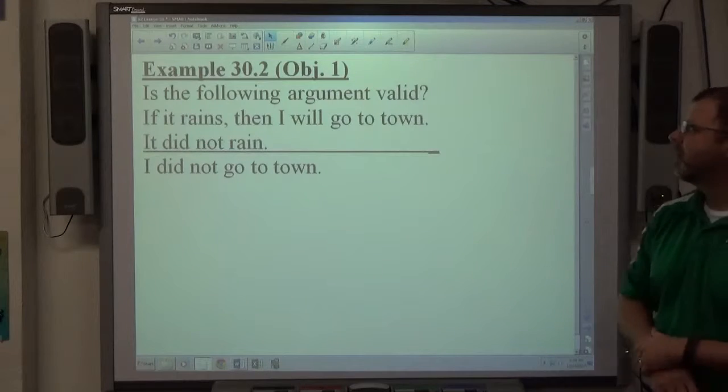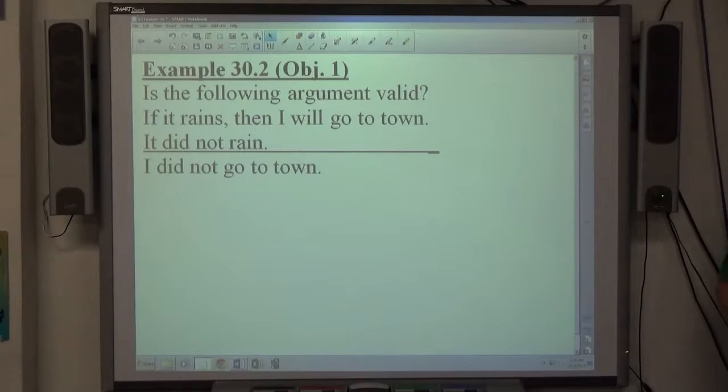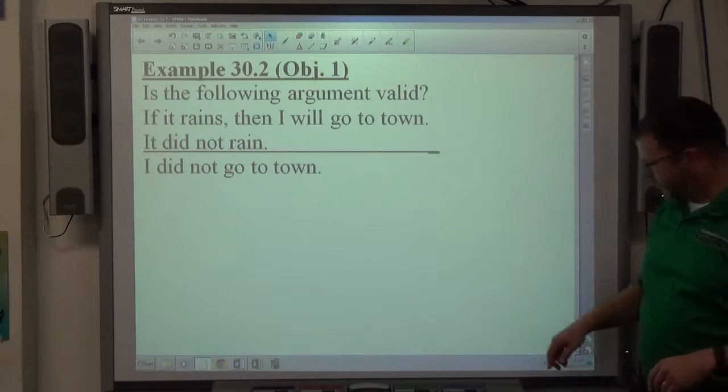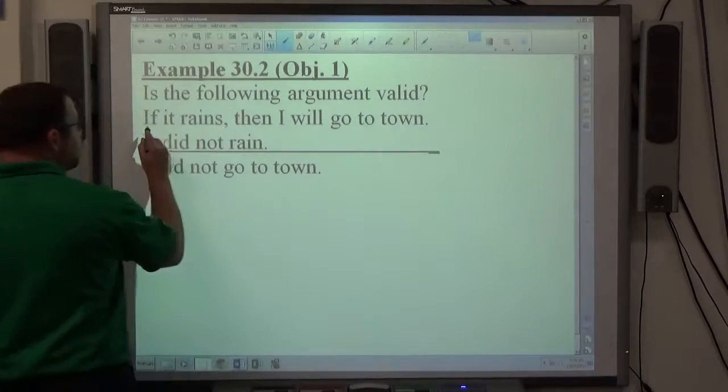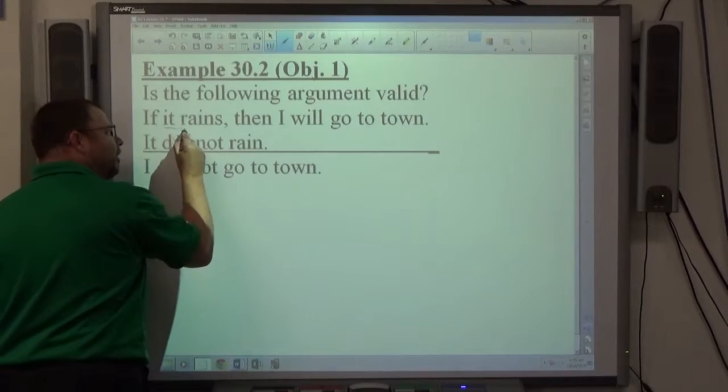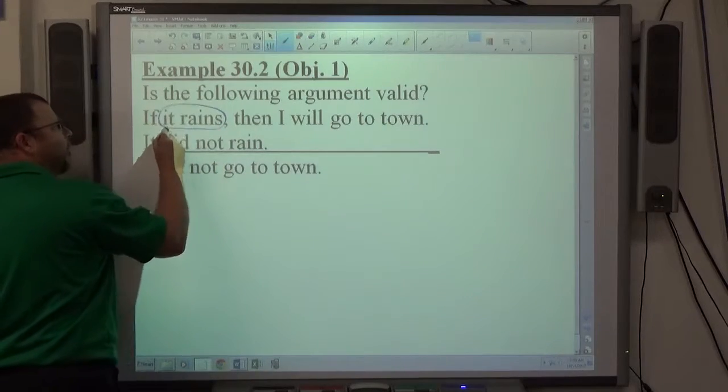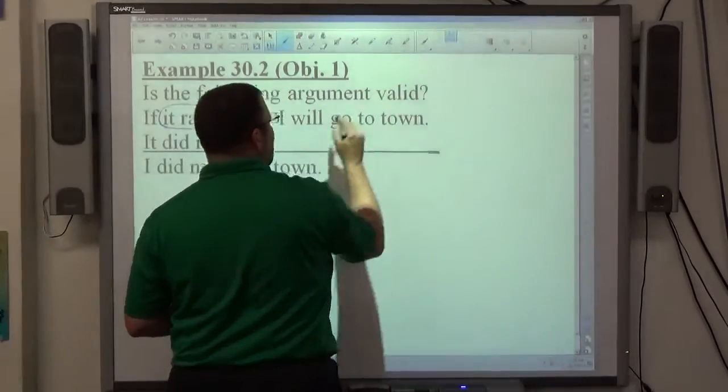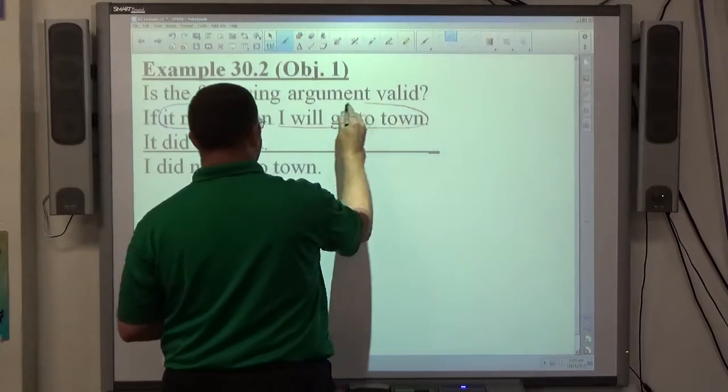Example 2. Is the following argument valid? If it rains, then I will go to town. No. Okay, so let's take a look. This is the major premise, and the hypothesis is that it rains. The conclusion we're allowed to draw is that I will go to town.